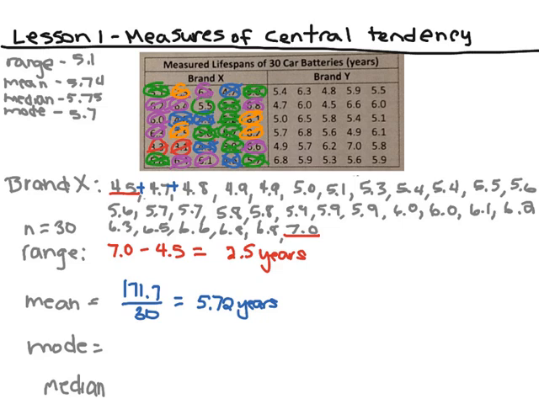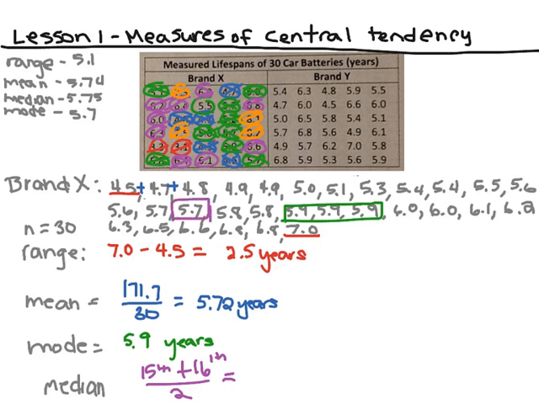Our mode is the number that comes up the most often. So we have three 5.9s. So the mode is 5.9 years. And our median is the 15th term plus the 16th term divided by 2. Our 15th term should be this 5.7, and our 16th is 5.8. And when you divide it by 2, you get 5.75 years.